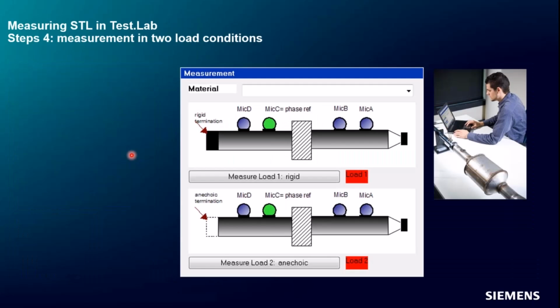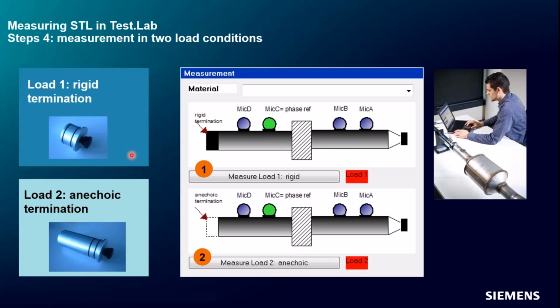Similarly to moving the microphones around, we're also going to measure with two different end terminations. So we have the rigid termination like we used for absorption, as well as that anechoic termination that we use during our phase calibration.